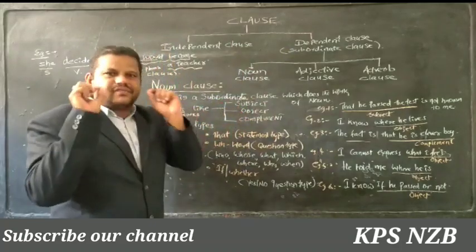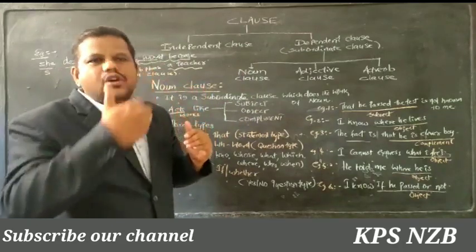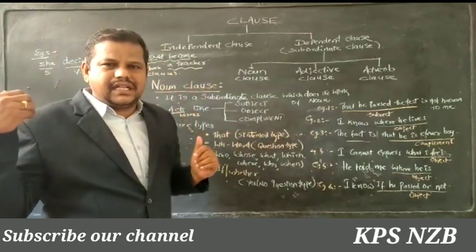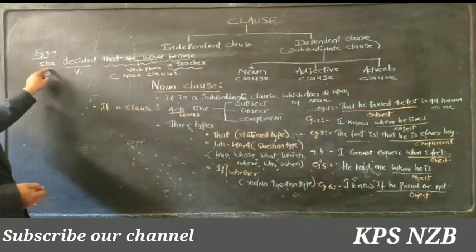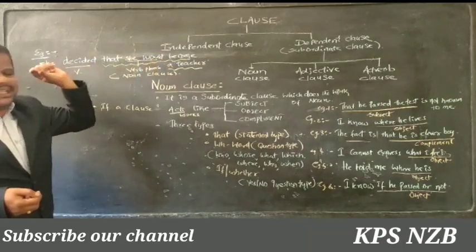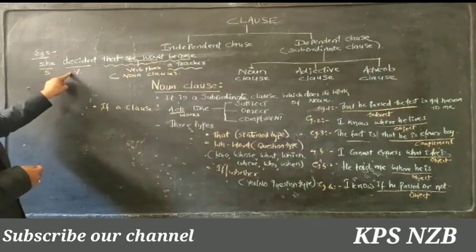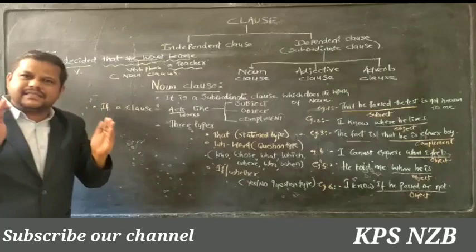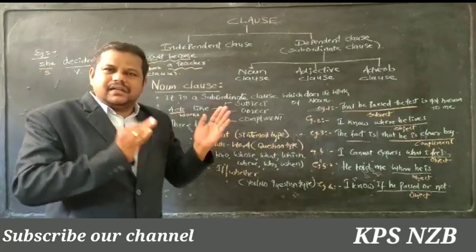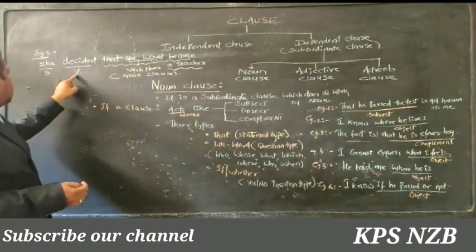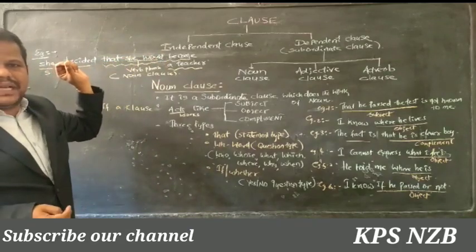So students, we'll take one small example to make you understand how the noun class works, and we'll go in detail into what the different types of noun classes are. So take an example. See here, she decided that she would become a teacher. In that there are two parts. One is the first part with the subject and verb. As I said, a class contains a subject and verb combination. In the last class I explained with an example. The first one is what? Subject and verb. Here, that she would become a teacher.